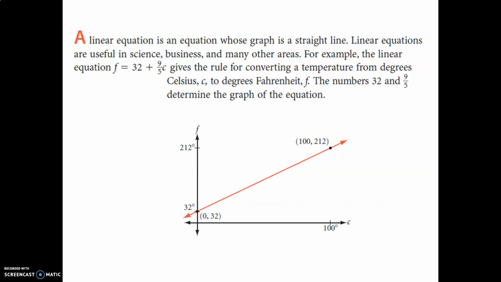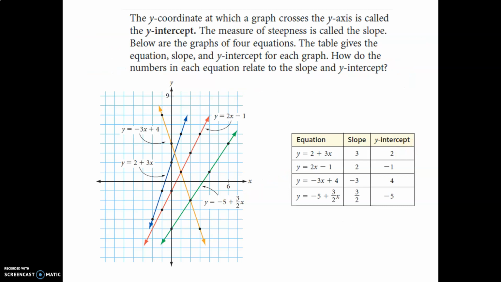For example, the linear equation F = 32 + 9/5 C gives the rule for converting a temperature from degrees Celsius to degrees Fahrenheit. The numbers 32 and 9/5 determine the graph of the equation. The y-coordinate at which a graph crosses the y-axis is called the y-intercept. The measure of steepness is called the slope.